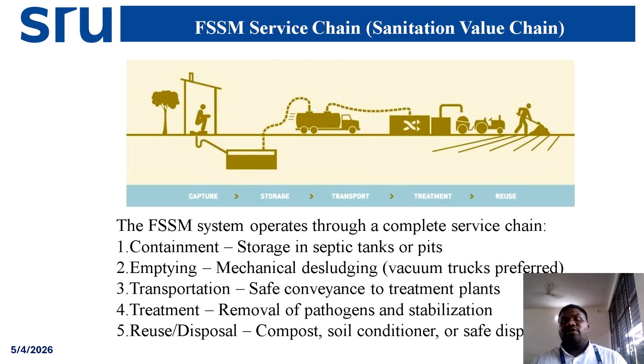After treatment, the remaining material is uncontaminated material, maybe called compost. Compost is a rich source of different minerals like potassium, sodium, and calcium, and can be applied to the fields. So the different processes are: containment, then emptying, next transportation, next treatment, then reuse or disposal. This is called the FSSM service chain.